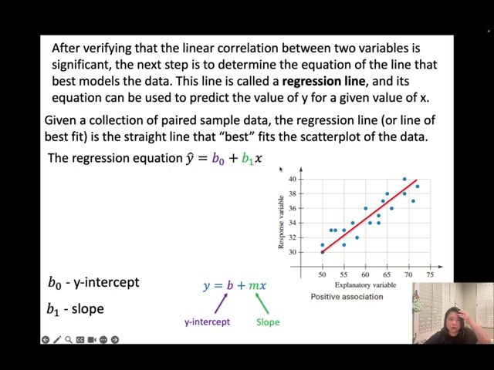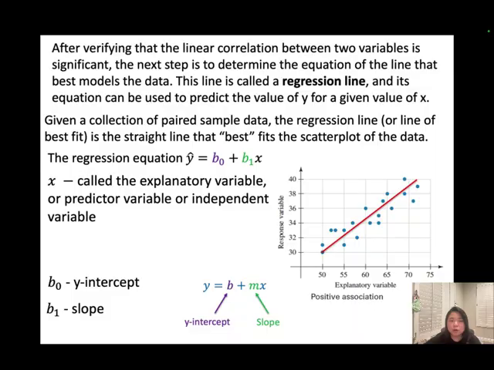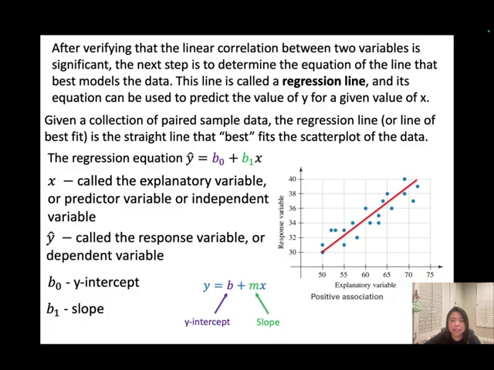How about the x and the y hat? X we call the explanatory variable, or you can call it the predictor variable or independent variable. And y hat is called the response variable or dependent variable. The regression equation can be used to predict the value of y. Since y is a dependent variable, we are always given the value of x, and then we find the predicted value of y.